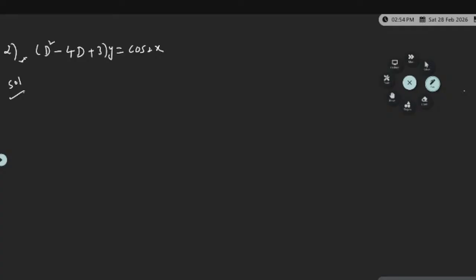What is the auxiliary equation? m square minus 4m plus 3, roots 1 comma 3. What is the complementary function? Roots 1 comma 3, so c1 e power x plus c2 e power 3x.